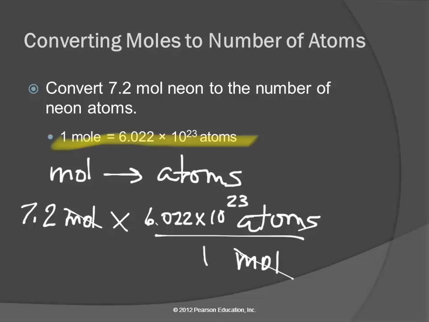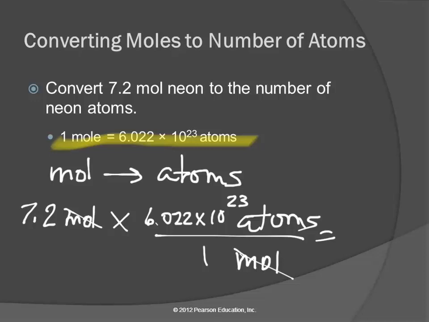If you have not figured out how to use scientific notation on your calculator, now is the time where you really, really have to, because you can't put that number in without using the EE button or EXP button. So make sure that you know how to use your calculator. 7.2 times 6.022 EE23 equals.